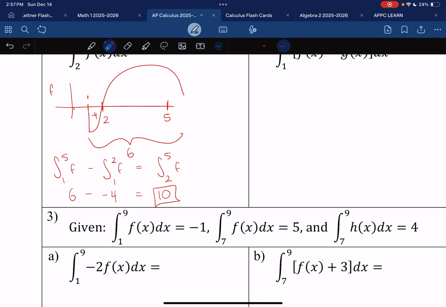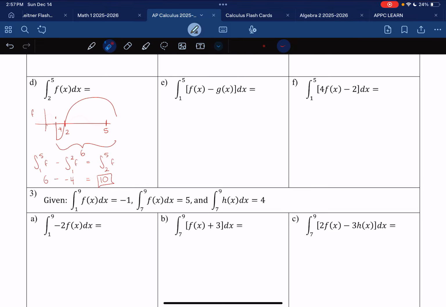You probably were shouting out the answer before I even got here. Like, well, 10 has to be here in order for me to add 10 plus -4 to get a 6. So 10 is the right answer. You don't need to draw a graph. You just need to be able to do this math on your own.